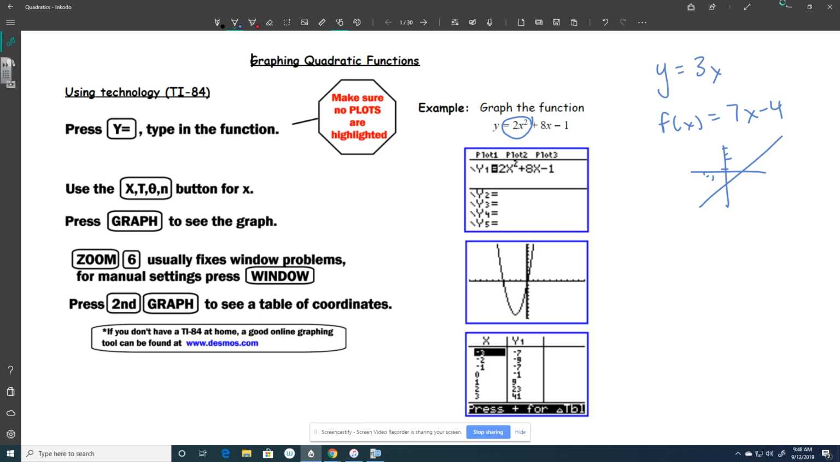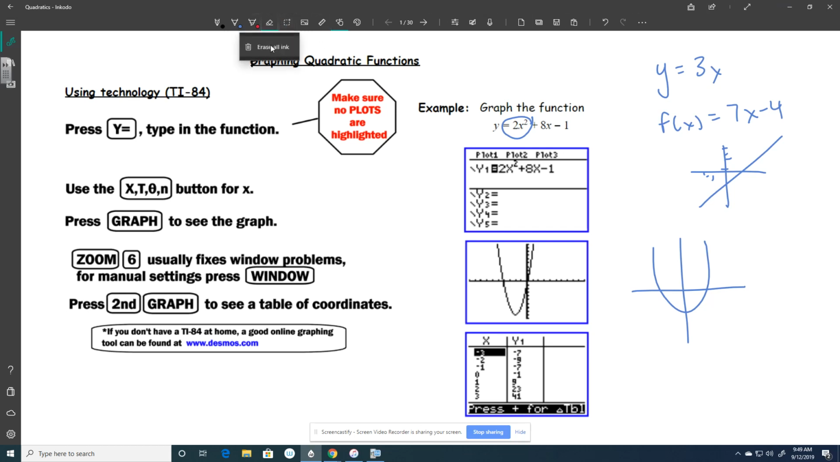And what that does to your graph is instead of just having a line, we end up with something called a parabola. And it's shaped like a U, or if it's flipped upside down, an upside down U. But that's the basic shape of a quadratic function. And it's going to move around just like the line did, depending on what values are put into the function, depending on the equation and what it looks like.